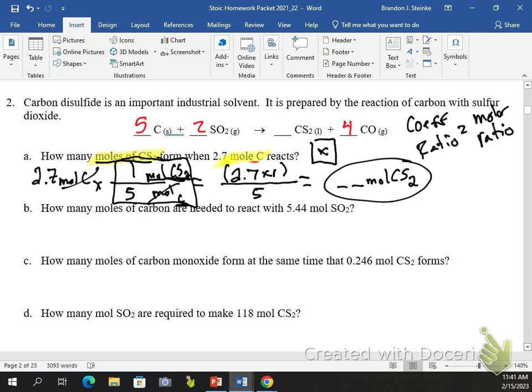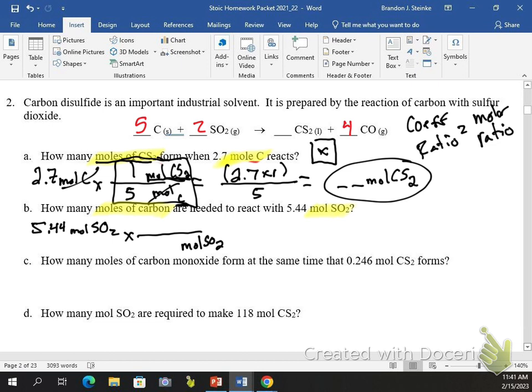If we go to B, we use our testing strategies. I'm starting in moles of carbon, but I need to get to moles of SO2. That should be a big red flag because I'm starting in one compound and I need to end in a completely different compound. So I write down my given: 5.44 moles of SO2. How am I going to get out of moles of SO2? Put it on the bottom.